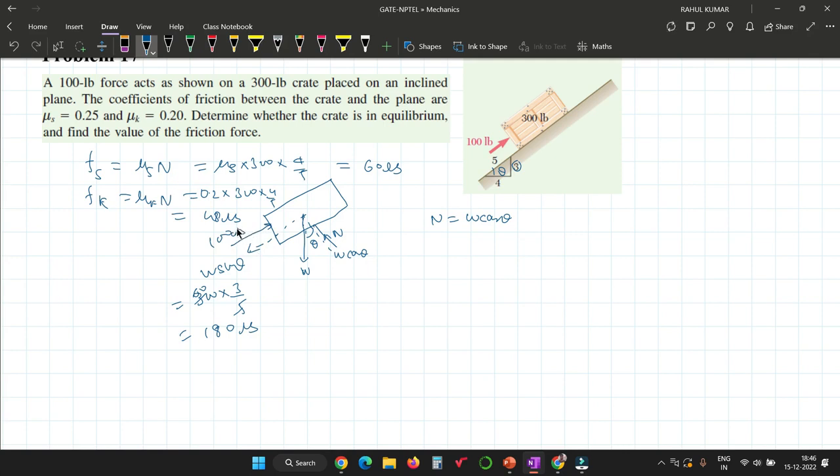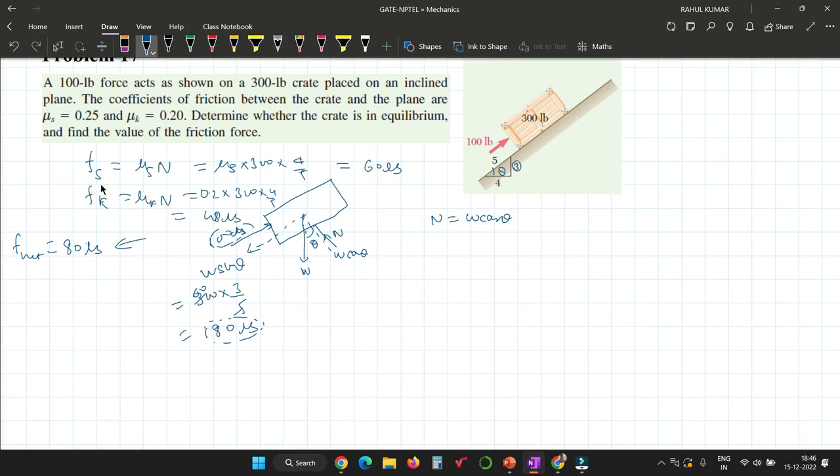Okay, so you can see that you are applying an external force of only 100 lb, and because of the weight, the block is going down by 180. So definitely there is an external force. There is a net external force directly in the downward direction, and that amount is 80. So the F net is 80 lb, in this direction.